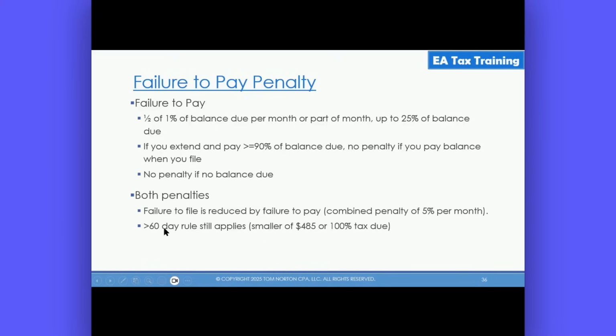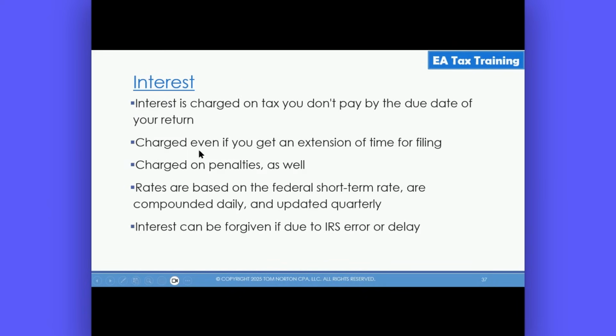So if you're greater than 60 days late in filing, then you're still going to have that smaller of 100% of the tax due, or $485 as your penalty.